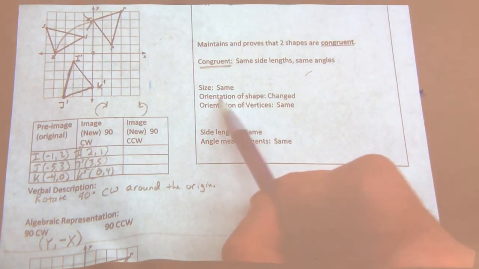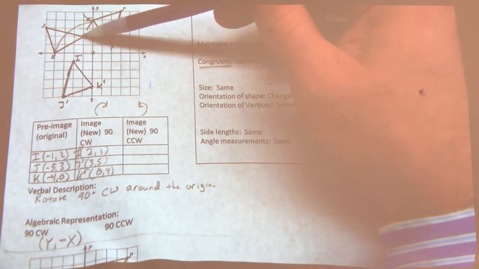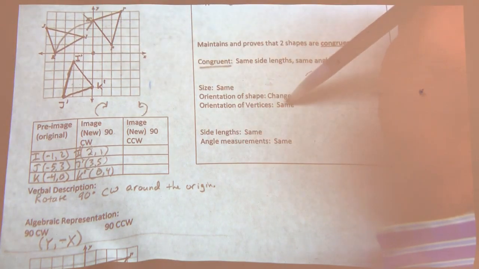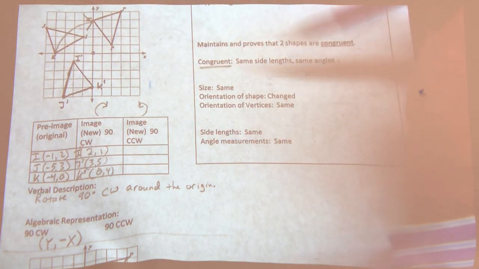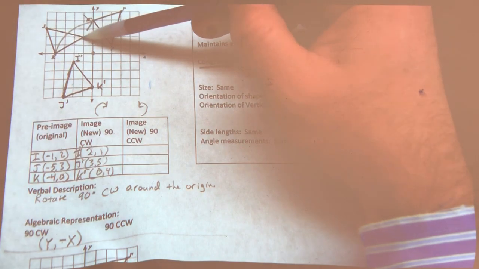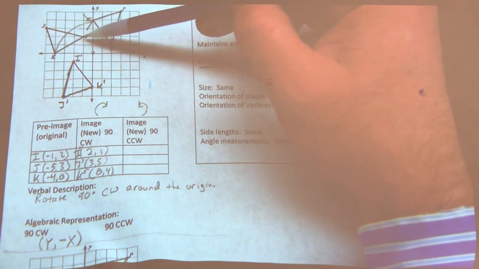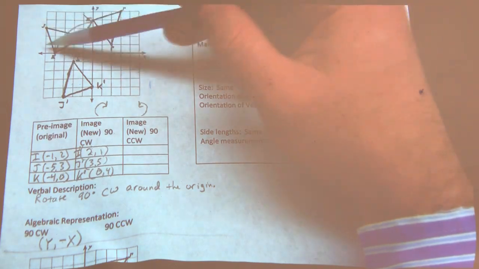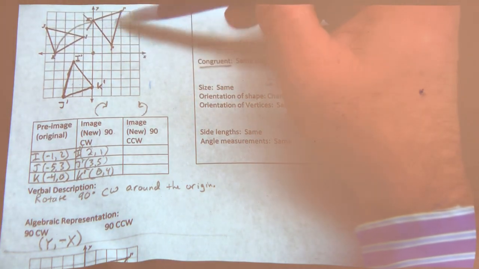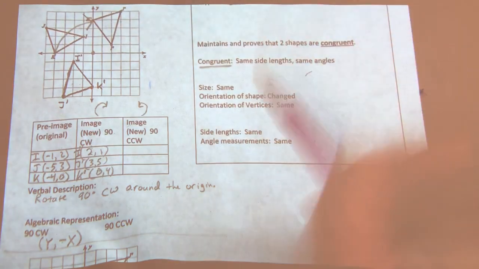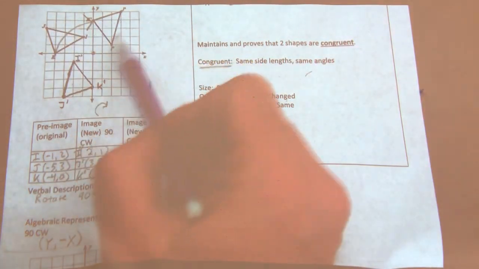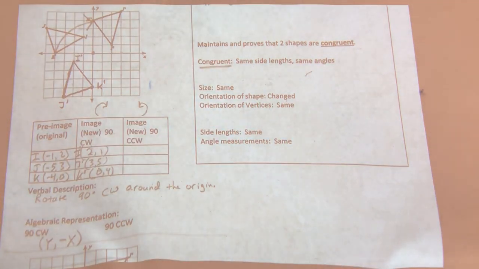So obviously the orientation of the shape changes, like I is pointing to the right, now I prime is pointing down, but the orientation of the vertices stays the same. I can read this IJK, I'm reading it counterclockwise. So the orientation of the vertices, meaning the order you're reading the letters as it is positioned, does not change.